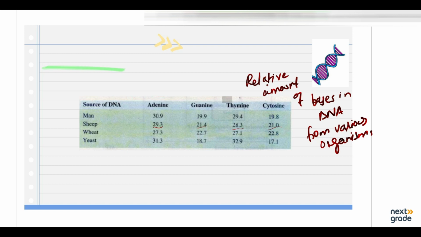But the quantity of adenine is 27.3, guanine is 22.7, thymine 27.1 and cytosine 22.8. In yeast, adenine is 31.3% present, guanine we have 18.7%, thymine 32.9% and cytosine 17.1. Okay, sir, this is an important table, mostly MCQs come from it, so you guys need to remember and memorize all of these amounts. They do come in MCQs as well, right? So this is an important table, remember this.